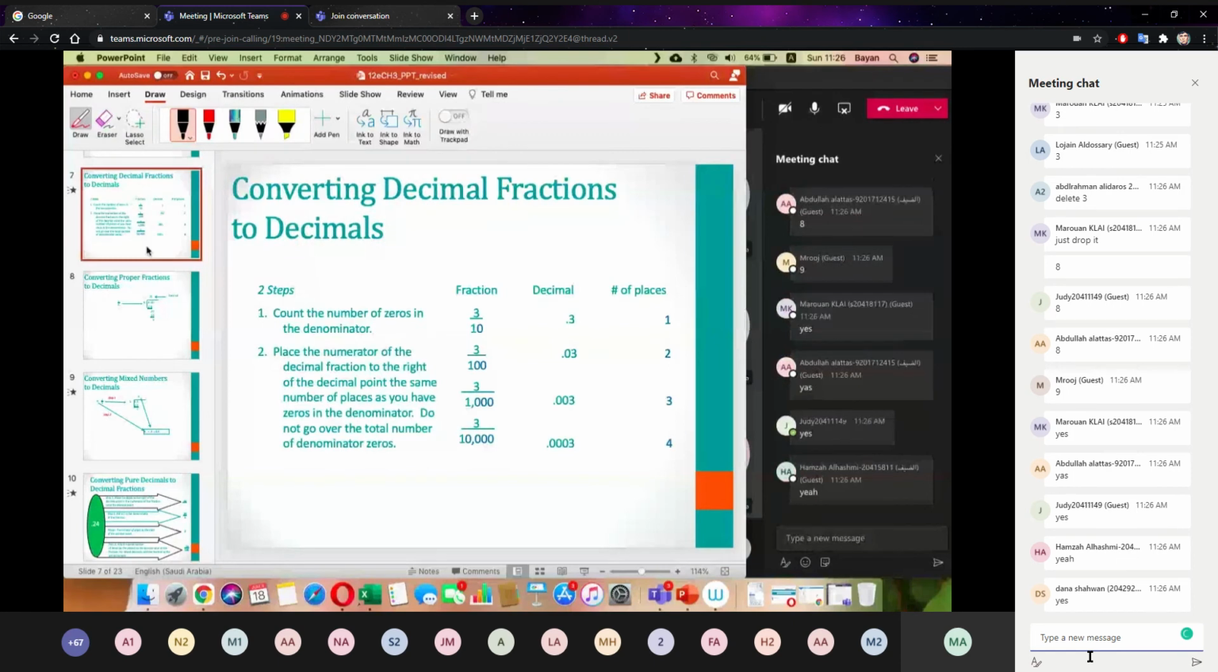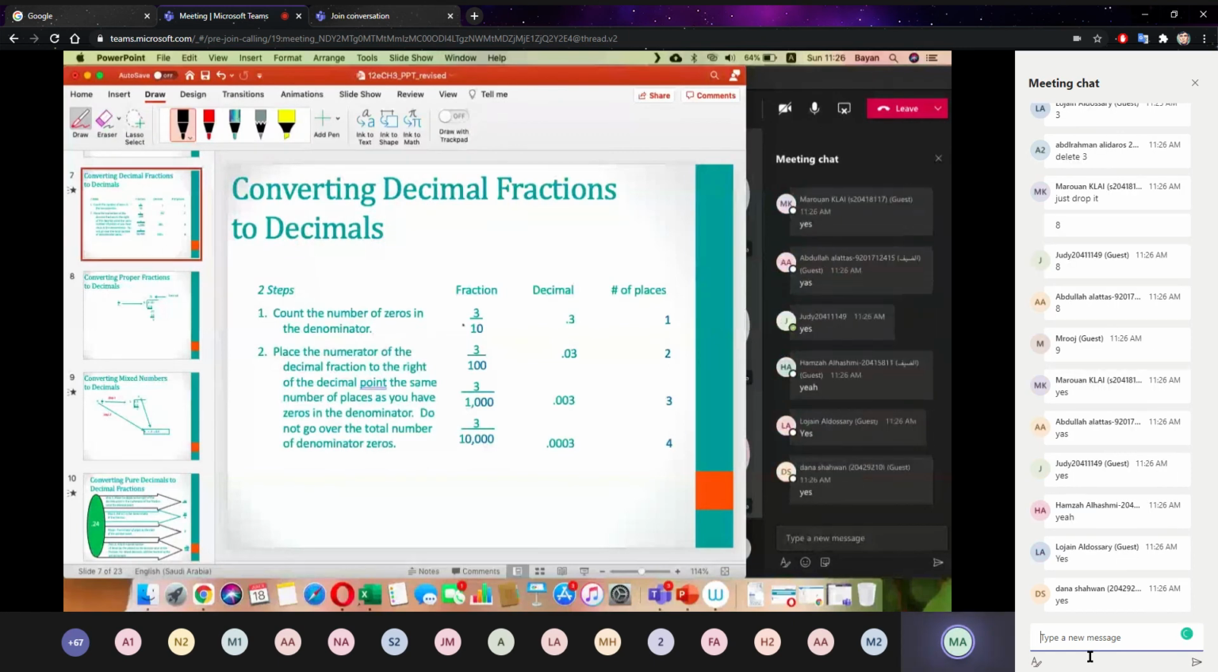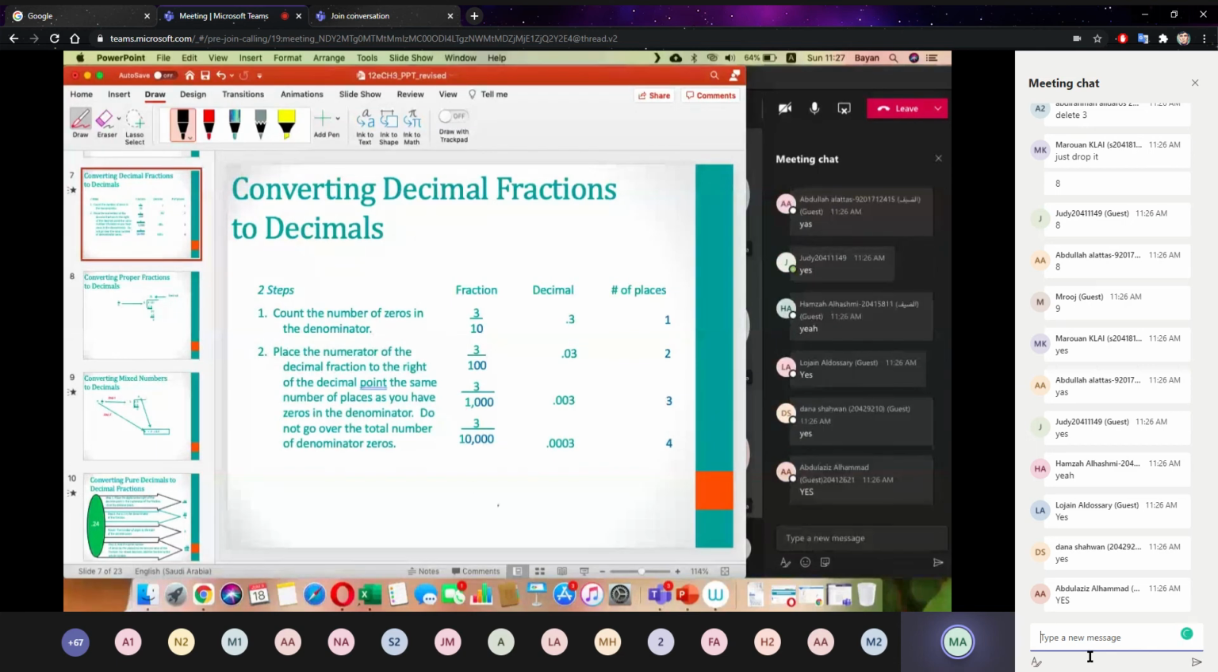Okay. Here we have fractions. Compare decimal fraction to decimal. Here we have 3 over 10. When we divide by 10, here 3 over 10, how many zeros here? Here we have 1 zero. So the 3 will be the first value to the right after the decimal. So 0.3 over 10, we have 1 zero. So the 3 will be the first value after the decimal.